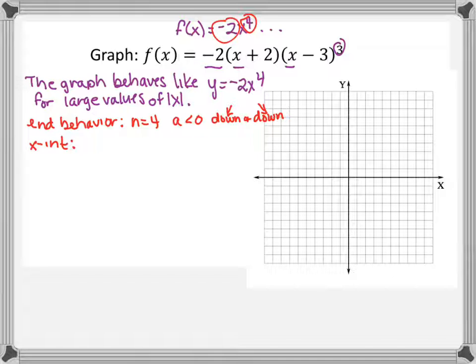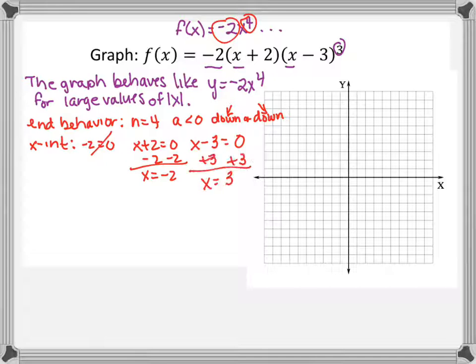Let's find our x-intercepts by setting each factor equal to 0. -2 equals 0, but -2 does not equal 0. X plus 2 equals 0. X minus 3 equals 0. Solving for x, we get x equals -2 and x equals 3. So we have 2 x-intercepts, one at (-2, 0) and one at (3, 0). Let's plot them: (-2, 0), (3, 0).